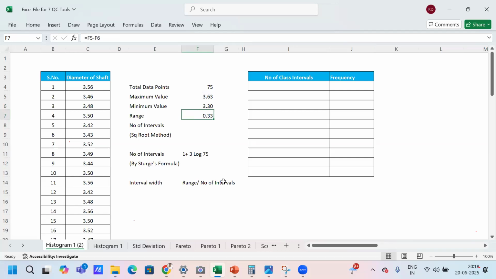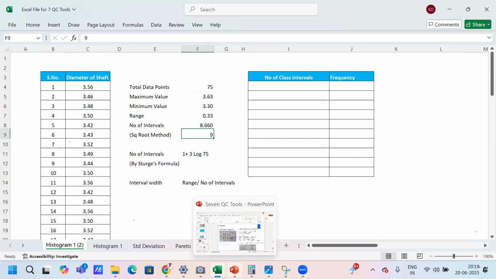Okay. Now I told Akash he can calculate the number of intervals. Akash is very smart. He knows how to calculate. He will just take the square root of 75. That is 8.60, and by the round method it is 9. So he will tell me, sir, I will use 9 intervals. Or you can use the Sturges formula. But here, 9 intervals.